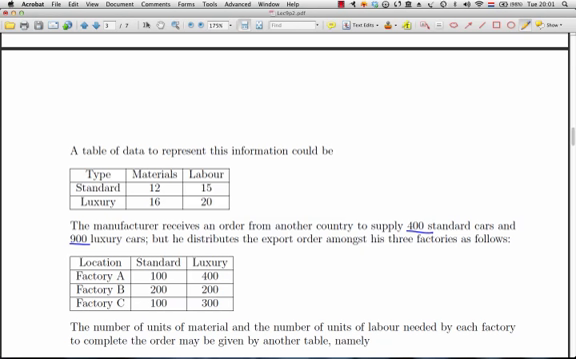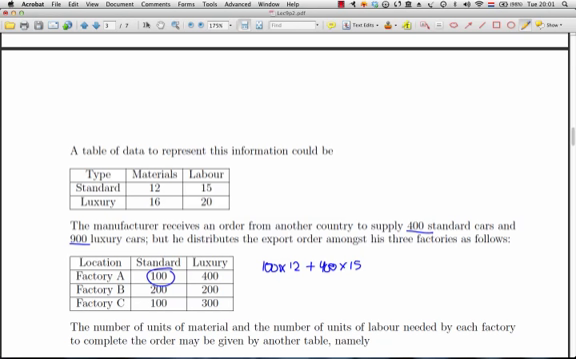So for instance, to have a look at how much units material you need, now for 100 standard cars in factory A, you need 100 times 12 units material, because for one car you need 12, so for 100 you need 1200 units. Plus for the luxury cars, which is 400 in number, you need 15 units of material each.